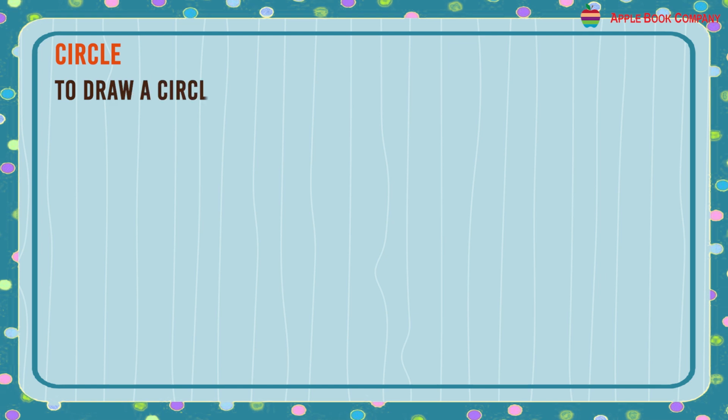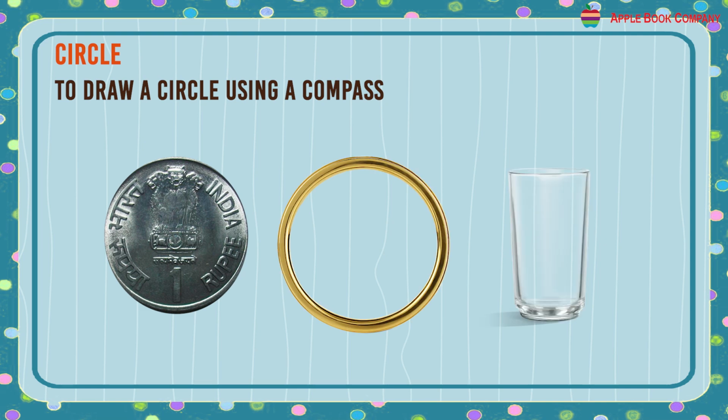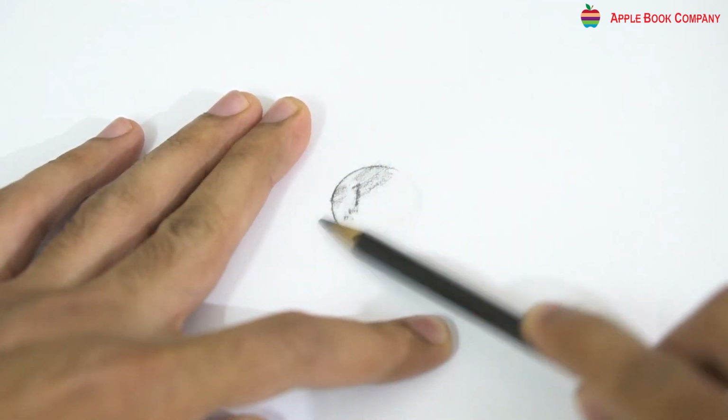To draw a circle using a compass. We can draw a circle using a coin, bangle, or round glass. Put a coin or a bangle on a paper sheet. Move the fine tip of a pencil along its edge.